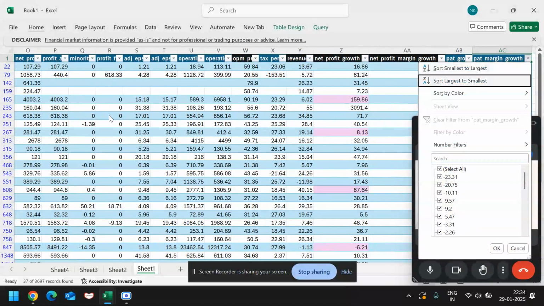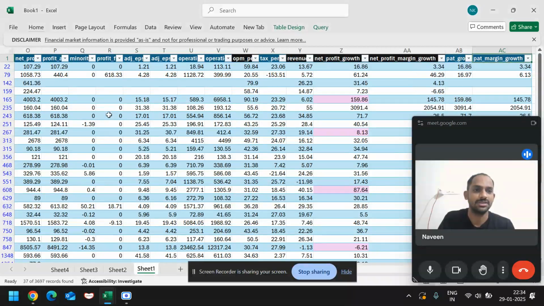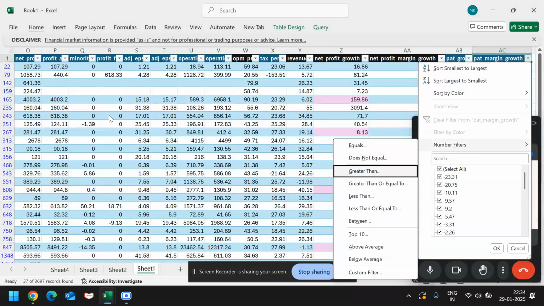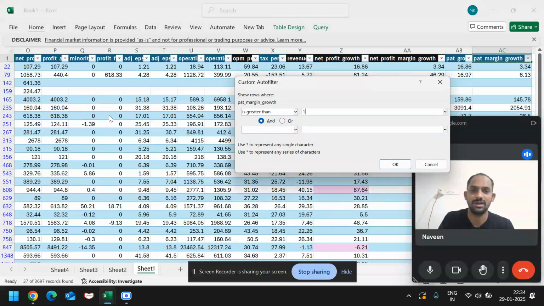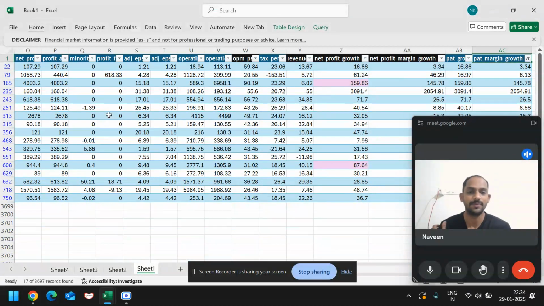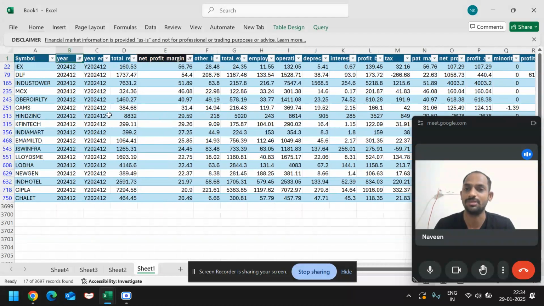And one more filter I'm going to apply is the profit margin growth. It should not be less than one. I'm giving profit margin growth of greater than 1, which will eliminate all the negative returns. This profit margin growth is a comparison quarter on quarter, basically between Q3 and Q2. So these are the stocks with at least 1% gain in the profitability ratio and at least 20% net profit margin. So these are the stocks.